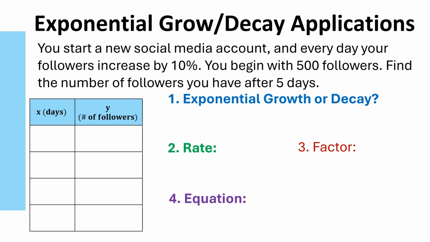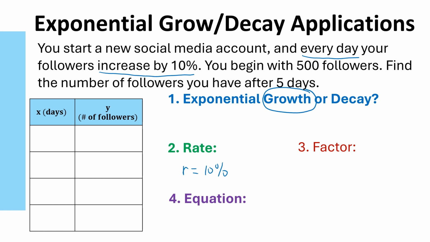In this video, we're going to go over how you set up your exponential growth or decay equation based on a real-world scenario. So in this problem, you start a new social media account, and every day your followers are increasing by 10%. Because it's increasing by 10%, we know that this is going to be exponential growth. And we know what our rate is. It's increasing by 10% each day, so our rate is going to be 10%.